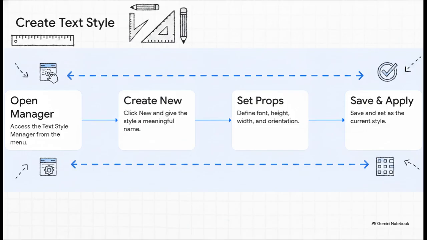Click New and, this is critical guys, give your style a highly meaningful name. Think title text or dimension notes. Don't just leave it as Style 1. Next, you meticulously set your properties. Dial in your exact font, set your text height, maybe tweak the width vector for spacing, or add an oblique angle if you need slanted text. Finally, save, apply, and set that as your current style. From that second on, any new text you create plays exactly by those rules.